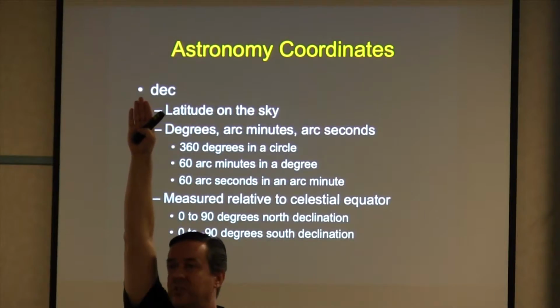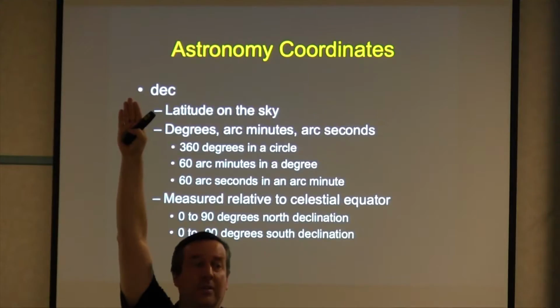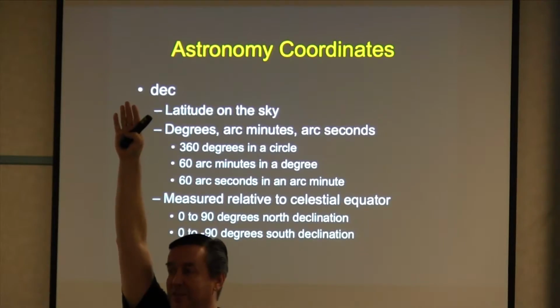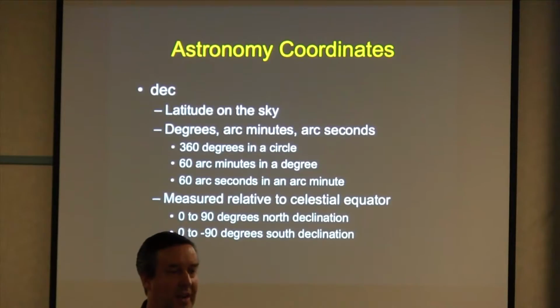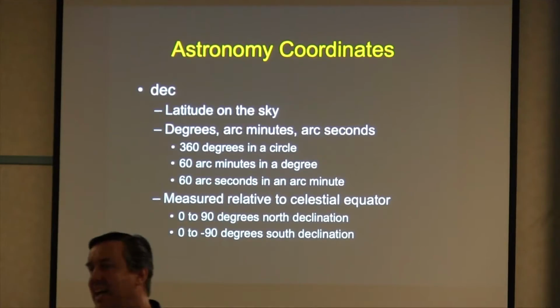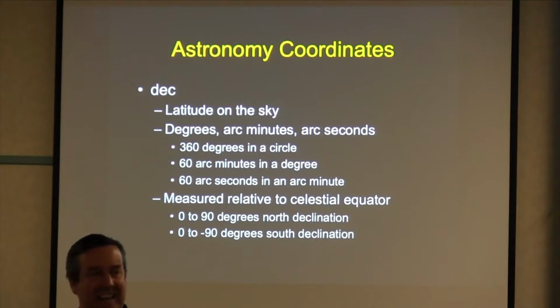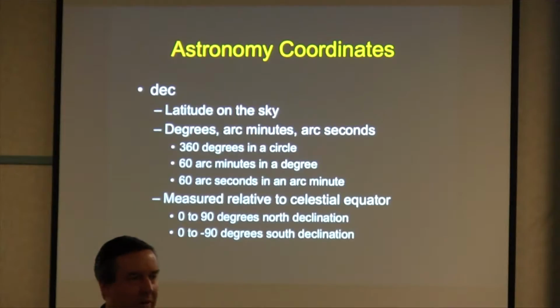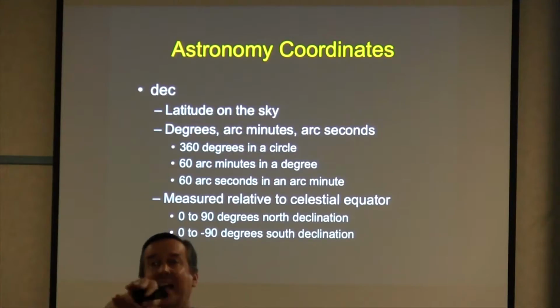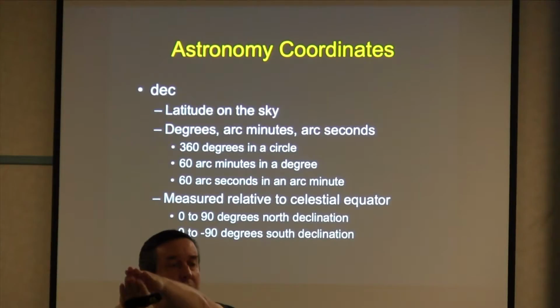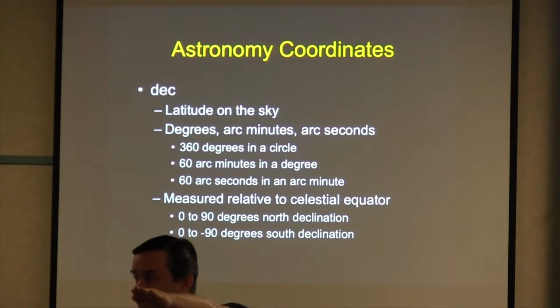Does anybody know what star is near 90 degrees north? The North Star name is Polaris. Polaris is the North Star. It's not exactly at 90 degrees north. It's at like 89.5 or something like that degrees north. It's just close enough that it always is in the north part of the sky. And then we go to minus 90 degrees at the South Pole.